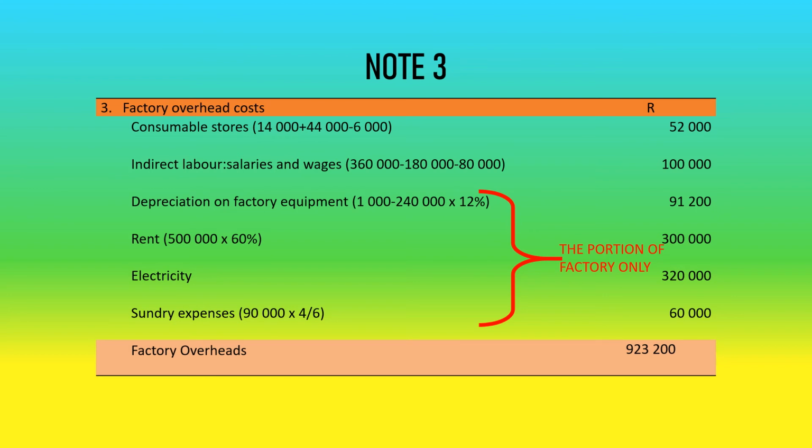Then we also calculated our depreciation. We have already discussed this, the depreciation on factory equipment. We also calculated the factory portion of rent, electricity, and sundry expenses. We already did those calculations, and now I just recorded them here. Remember I told you that under factory overhead costs, we have our indirect labor, indirect material, and any other factory costs. But remember, it must only be for the portion of factory, not office, not admin, not sales department, just the factory. And we got a total of 923,200.